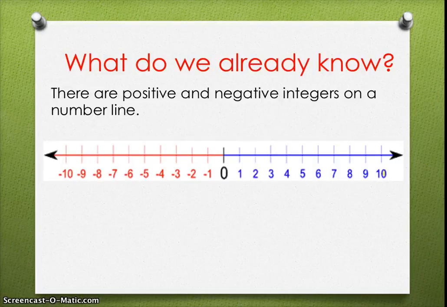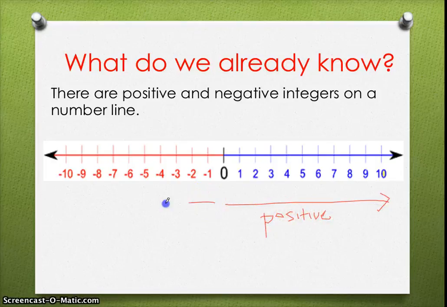We have a number line, and on this number line we have different integers, and we know that there are different sides to the number line: all the numbers to the right of the zero and all the numbers to the left of the zero. So if we're moving from 0 in the right direction, we have all the values that are positive. And if we move across the number line in the left direction, away from 0, we have all the integers that are negative.